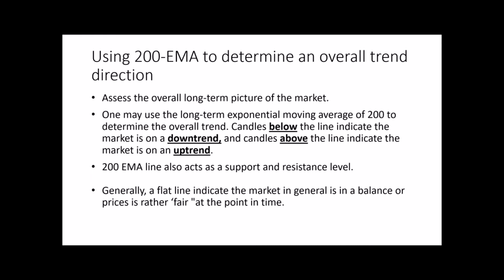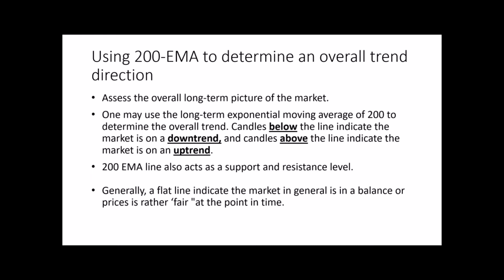And clearly, if you are in a sideways range market, generally the line is flat. Whenever you see a flat line, that means the market in general is quite balanced. The buyers and sellers are not that aggressive. They are quite mutually balanced. So if you are swing trading, that will be very good for you, because you can always catch the extreme and also the downside range whenever the market is in balance.